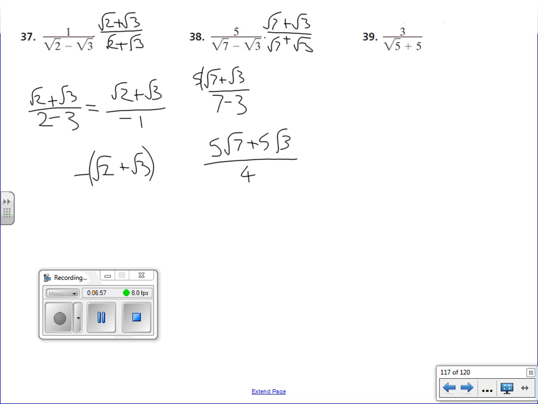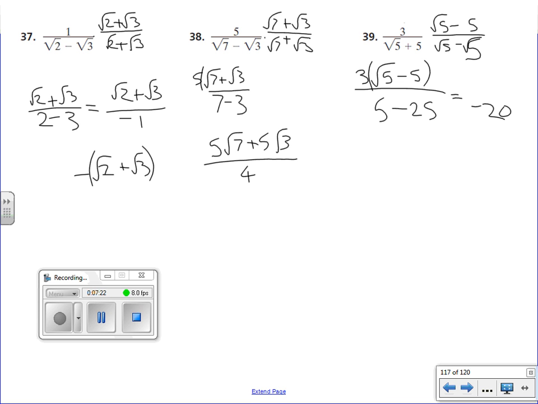Same again, number 39, root 5 minus 5, oops, that should be a 5, root 5 minus 5. This simplifies to root 5 squared is 5, minus 5 squared, which is 25. That gives us negative 20 underneath. 3 times root 5 minus 5. Negative 20 is our denominator. 3 can't cancel anything in the negative 20, so we've got 3 root 5 minus 3 times 5, which is 15.